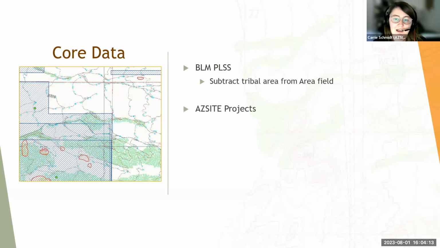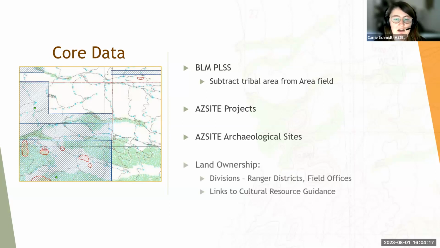And from AsSite projects and archaeological sites for the resource sensitivity layer. And then also a land ownership layer, which I took from AsGeo and I believe is also published by the BLM. And I modified it to add additional division layers. So for example, if it's Forest Service, it will say what ranger district. And I also added a field to put links for additional cultural resource guidance.